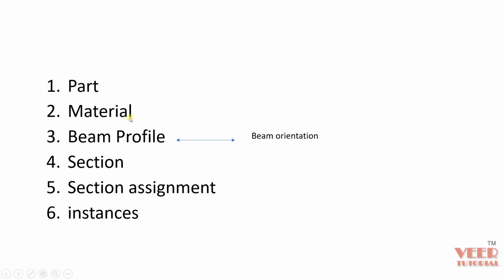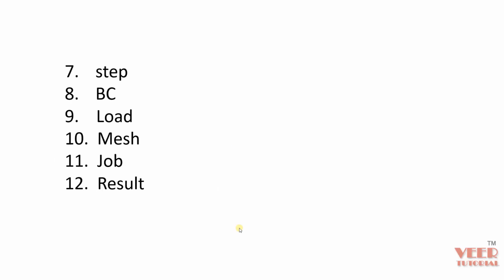After that, we need to specify the material, where we insert all the values of the material properties. Whenever we deal with beams, we need to sketch the profile of the beam and also the beam orientation. Then we create the section assignment and instances, which we will cover in depth later in the course. After that, we create the step, boundary conditions, load, mesh, and job, and visualize the result. We are going to follow these steps one by one.